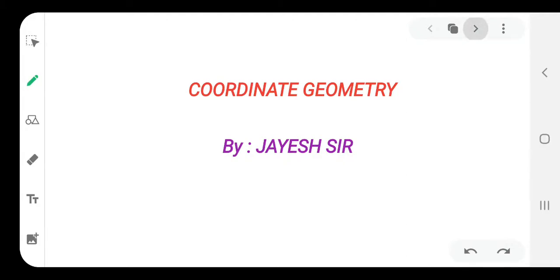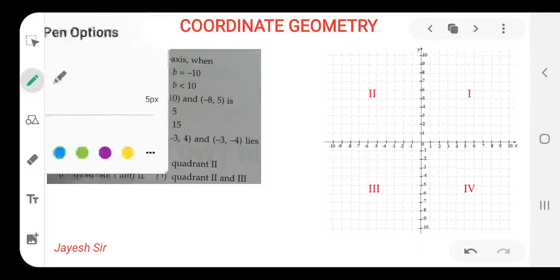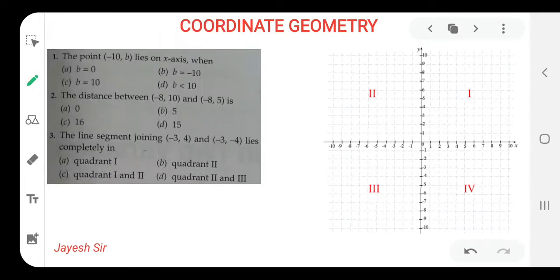The first MCQ on the screen: the point (-10, b) lies on the x-axis. What is to be said? I have taken the image so that we can find it easier. Minus 10 on the x-axis is over here. When the point is on the x-axis, the value on the y-axis must be 0, so option A is correct.